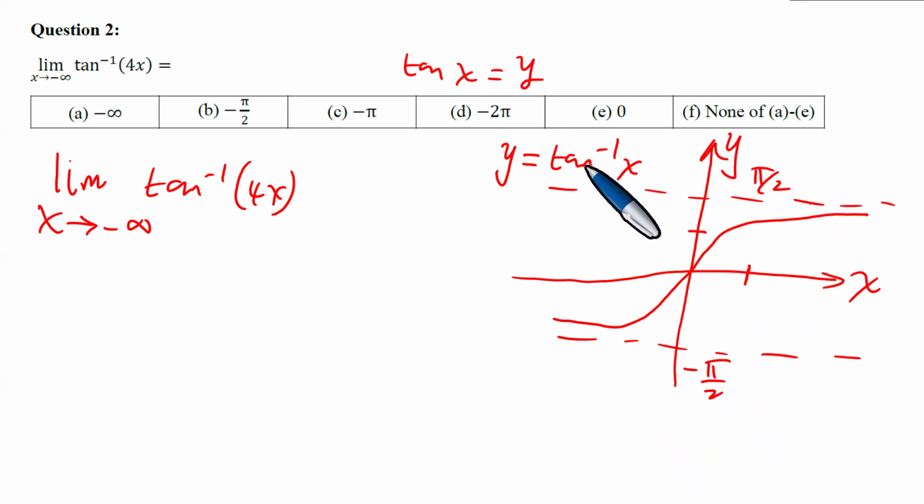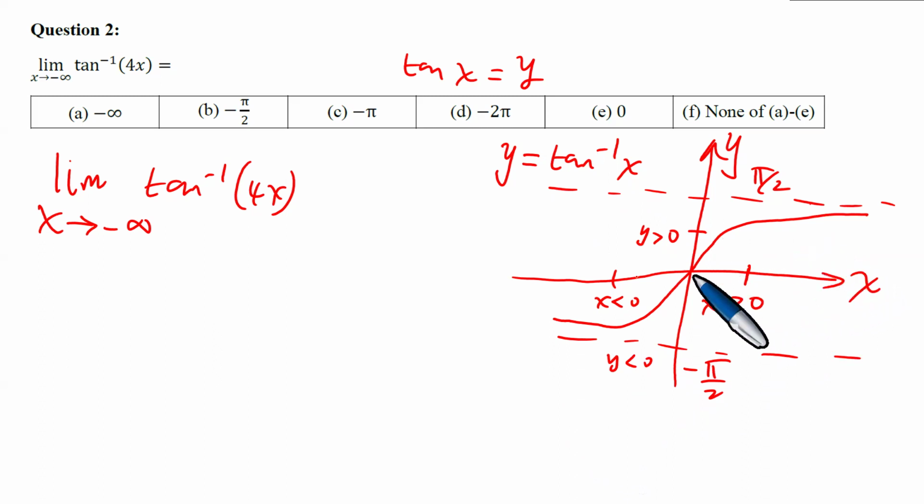So as a consequence, for a given x value, this function is an odd function. For a given x value, it is a positive x value here. For x positive, y is also positive. At this point, for x negative, y is negative. So this sort of justifies this kind of pattern.